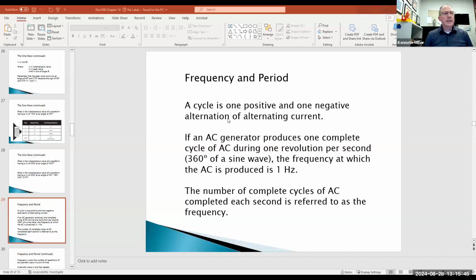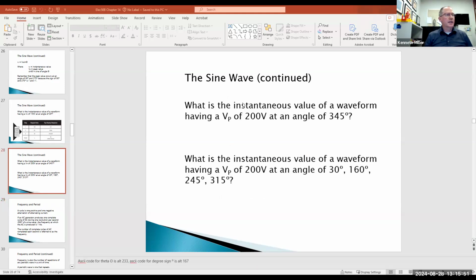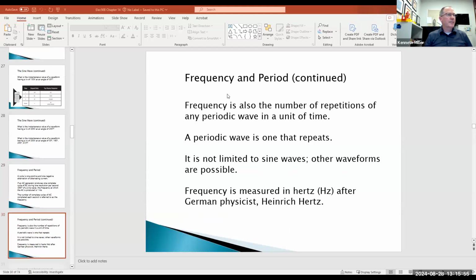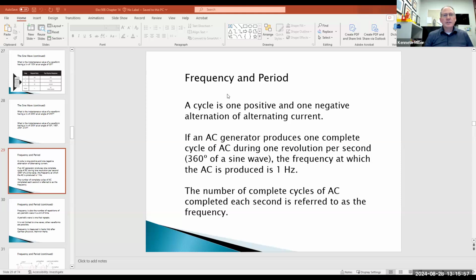All right, so last week we ended up talking about the sine wave and calculating the instantaneous value. So this week we're going to continue our conversation and look at some of the terms that we need to know for these AC signals. First one is the frequency and the period.